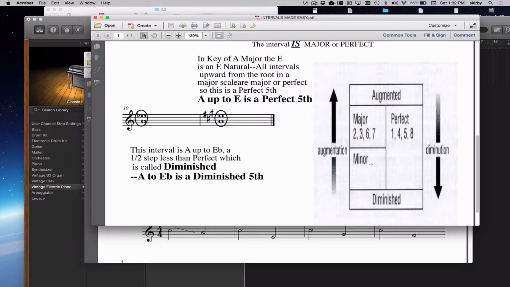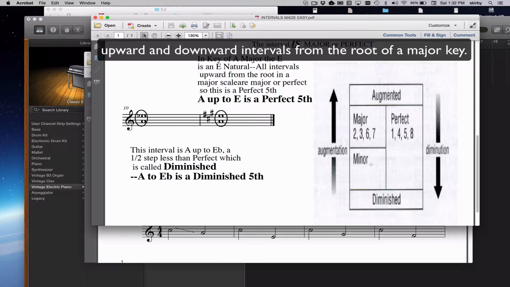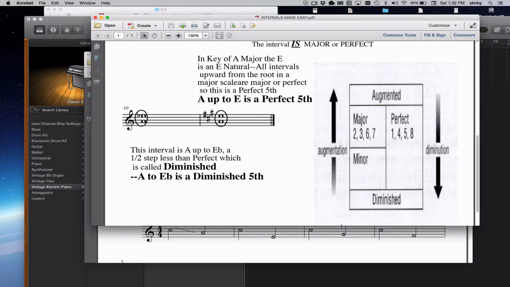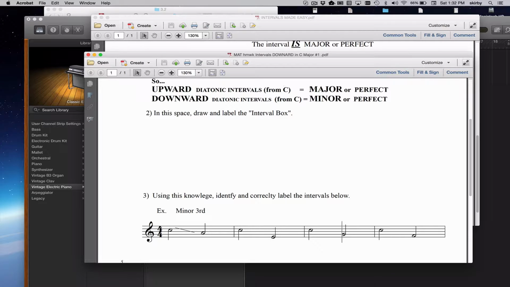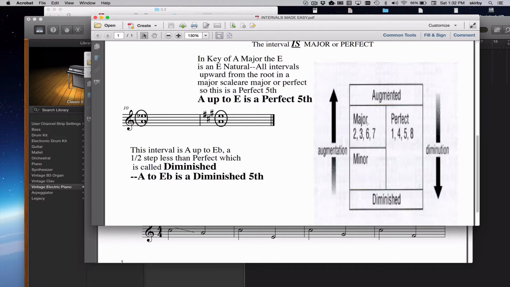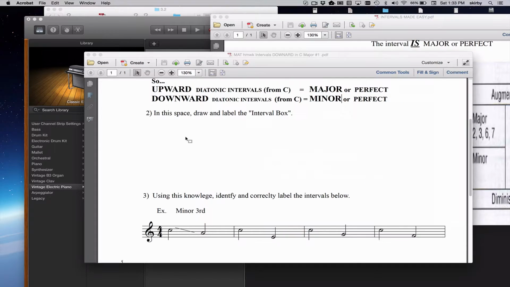The second part is about upward and downward intervals. We already know that an upward interval from the root will be major or perfect. In this video, we're going to talk about how downward intervals are minor or perfect. What we're saying is that in a downward direction, what was once the default interval when we went upward, a major interval, now when we go downward, still within the scale, will be a minor interval. But the perfect intervals will remain the same. So let's see how this works.